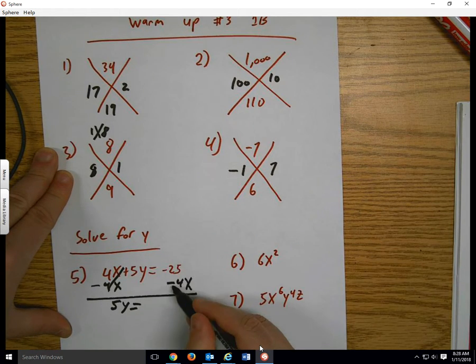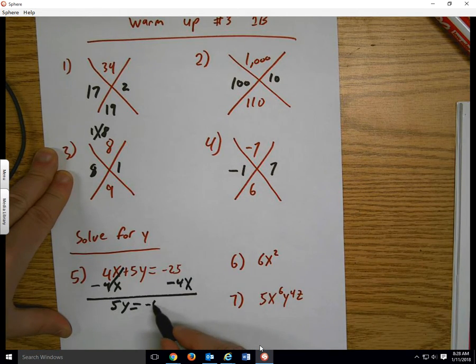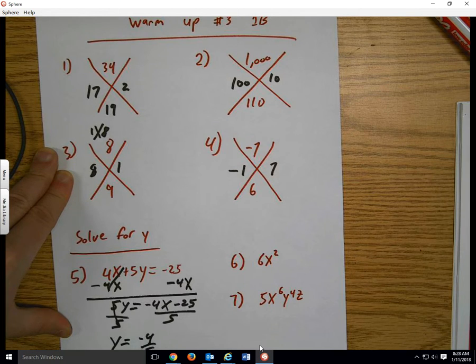Which one should you bring down first? Well, the negative 4x minus 25. You do that so that when you're done with this equation, it's going to end up in that y equals mx plus b. So you have to write the term with the x first, so that it's in that order. Last step is to divide. Y equals negative 4 over 5x minus 5.